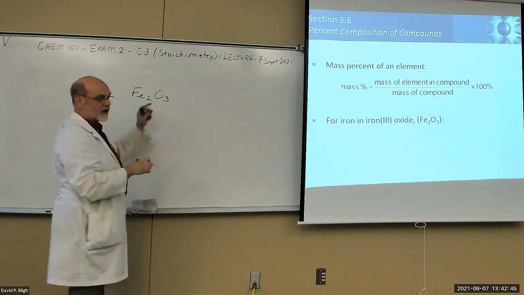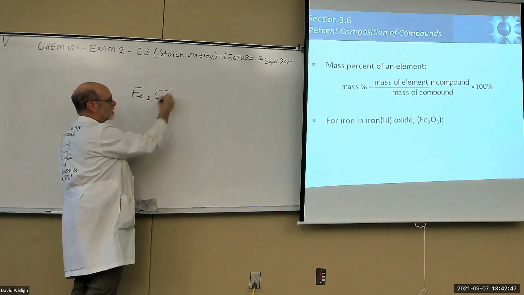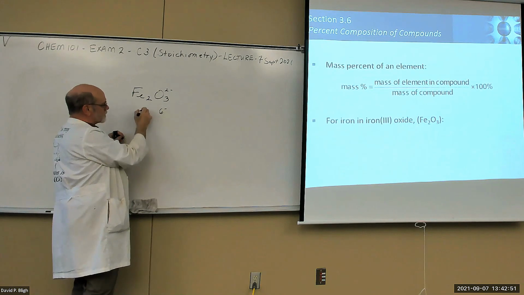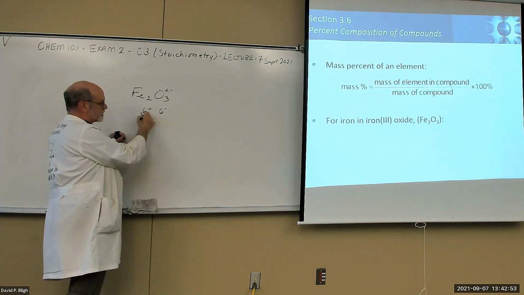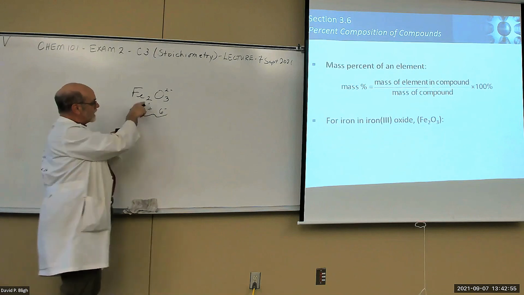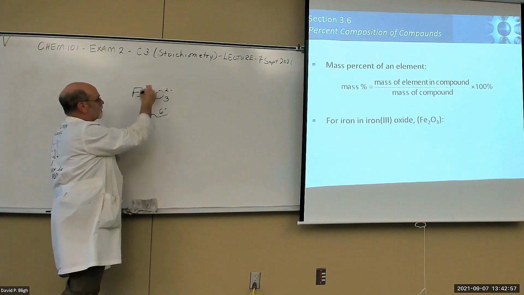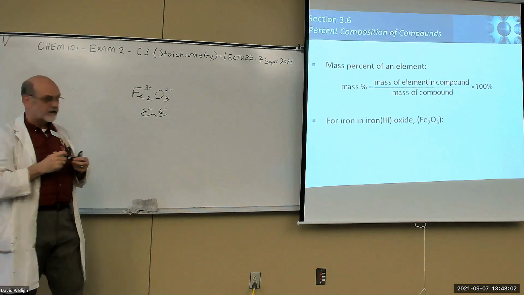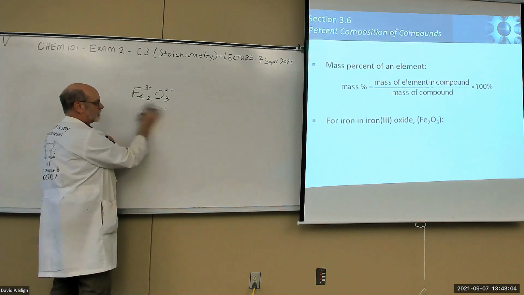How do we know that? Because oxygen is a 2- charge, which means 6- total. And if this is going to be 6+ to balance this 6-, then each one of those irons has to be a 3+. No other way. It can't happen any other way. So we know that formula is correct.